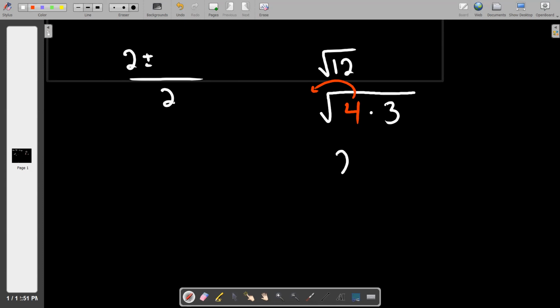Good. So then 2 root 3 says, okay, you can plug me back in there now because I'm the fixed up version of root 12. The Dorito is in play.